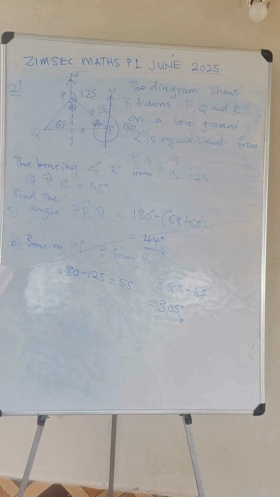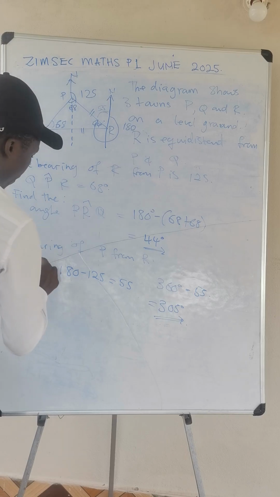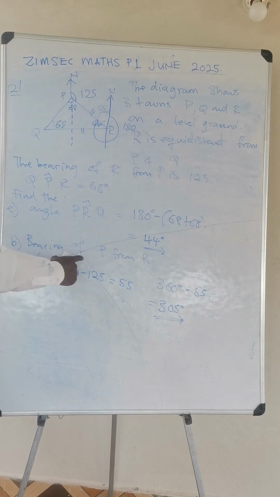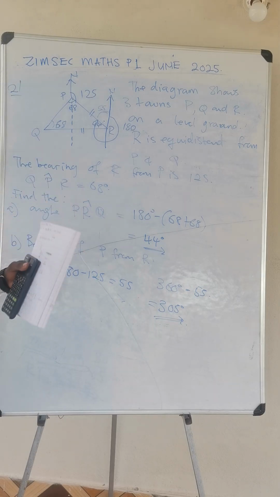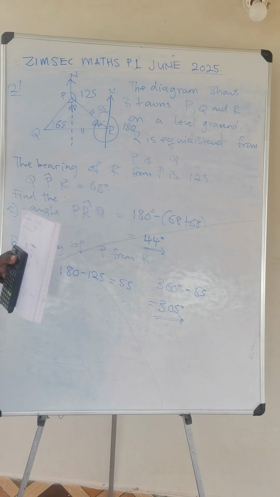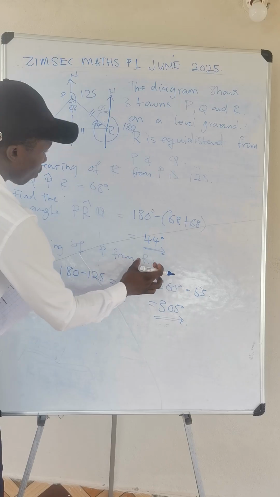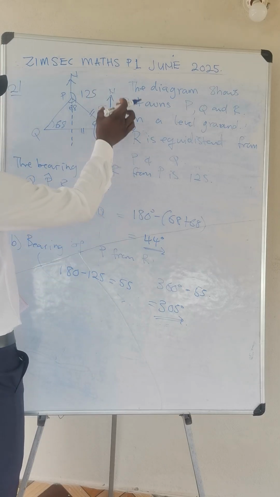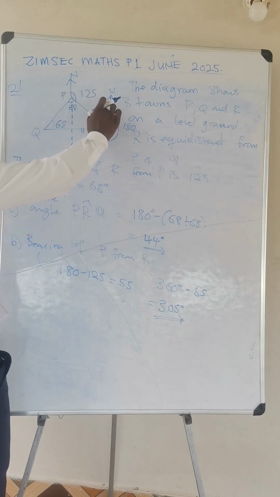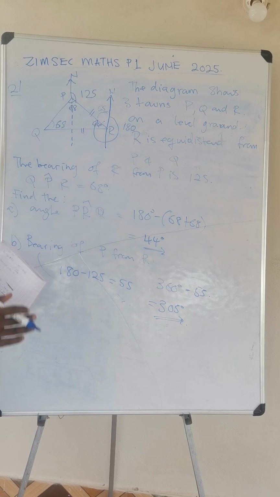So this is the bearing of P from R. Okay, so we use the concept of Z angles. We just take our compass to the point we are referred from. To find the bearing of P from R, we take our compass and put it here. Then we find these Z angles. These Z angles are very important in problems related to bearing.